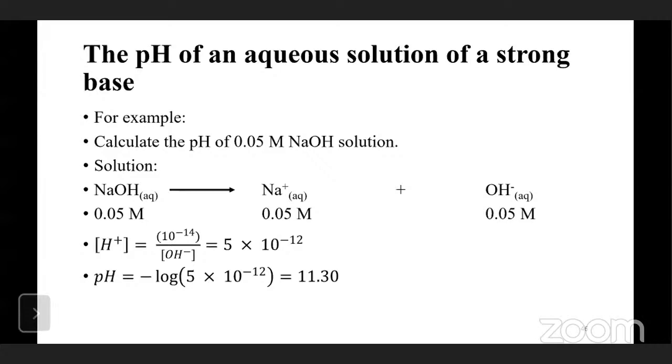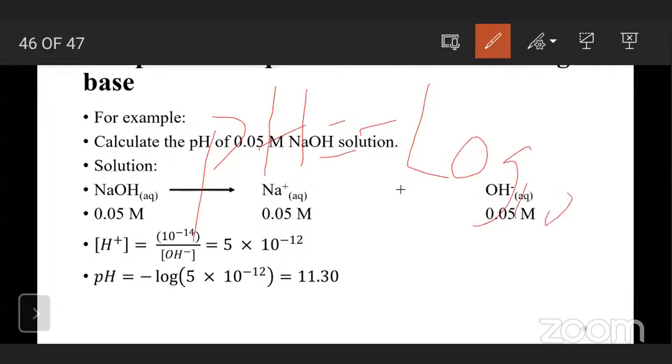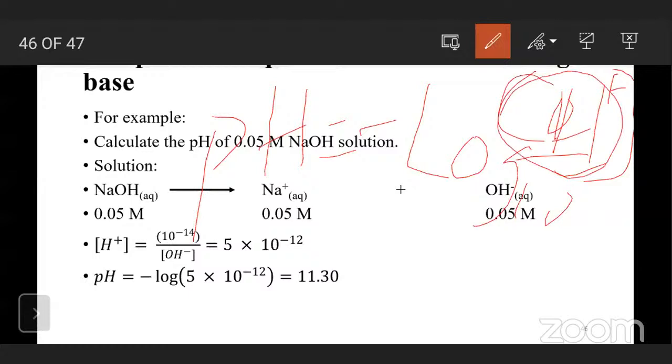So let us move on. How can we calculate the pH of an aqueous solution of a strong base? You can still use the expression for calculating the pH of a strong acid, which is pH equals minus log to base 10 of the concentration of the hydrogen ions. But for a base, where are you going to get the hydrogen ions? You may not be able to get the hydrogen ions.